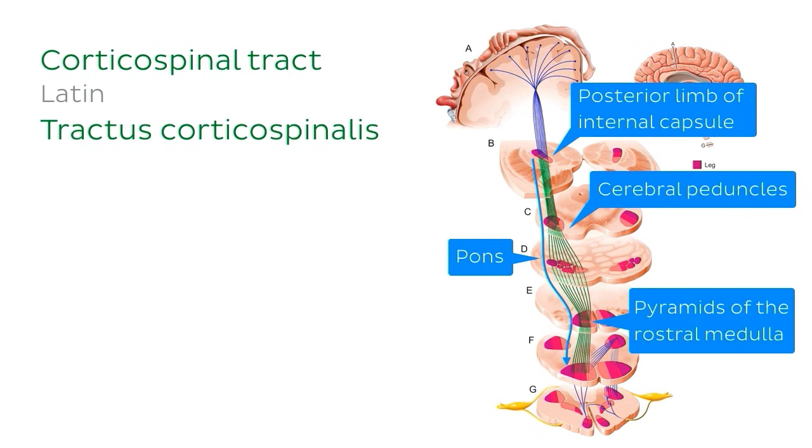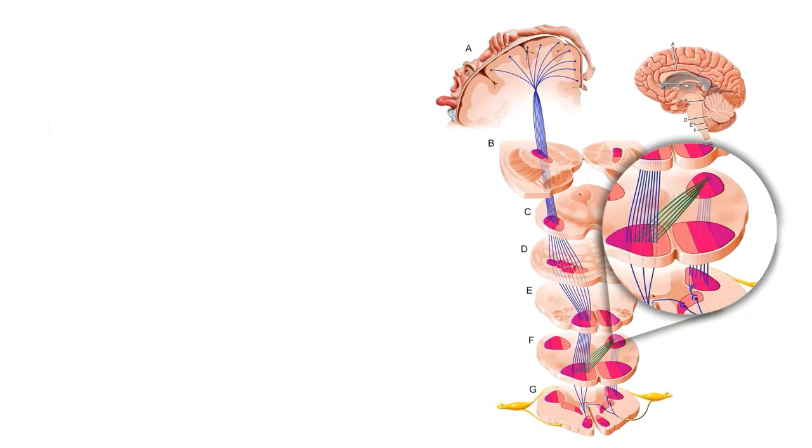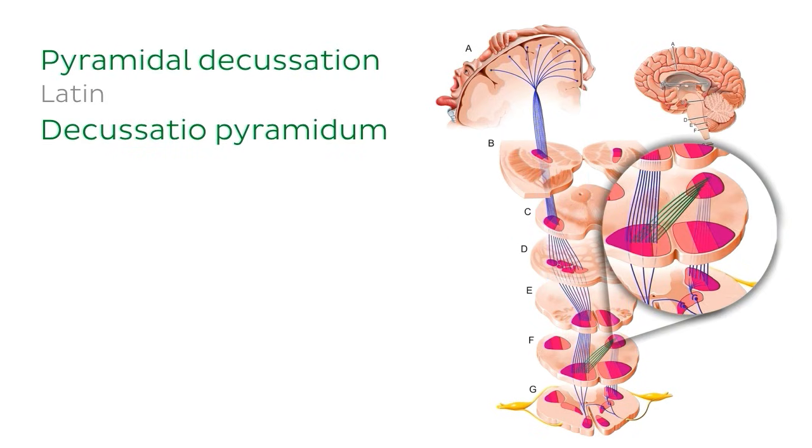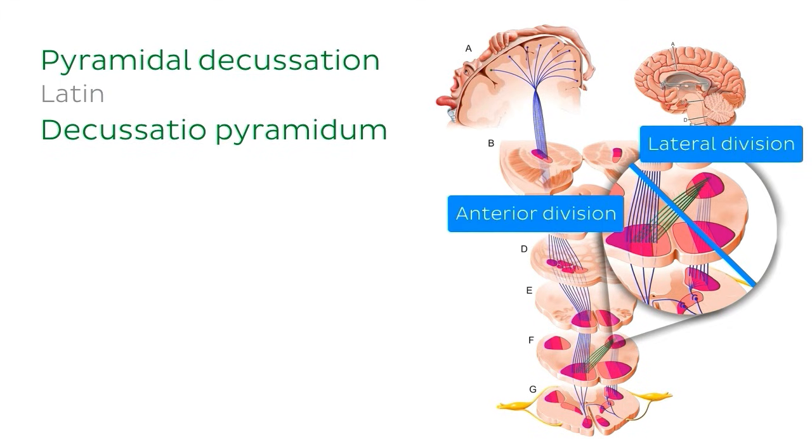And as you can see in the illustration, the fibers are somatotopically arranged, with the more medial fibers belonging to the upper extremity and the more lateral fibers associated with the lower extremity. As they reach the caudal medulla, the fibers of the corticospinal tract separate into anterior and lateral divisions, and this occurs at the pyramidal decussation. And just a reminder, to decussate means to cross to the other side of the medulla.